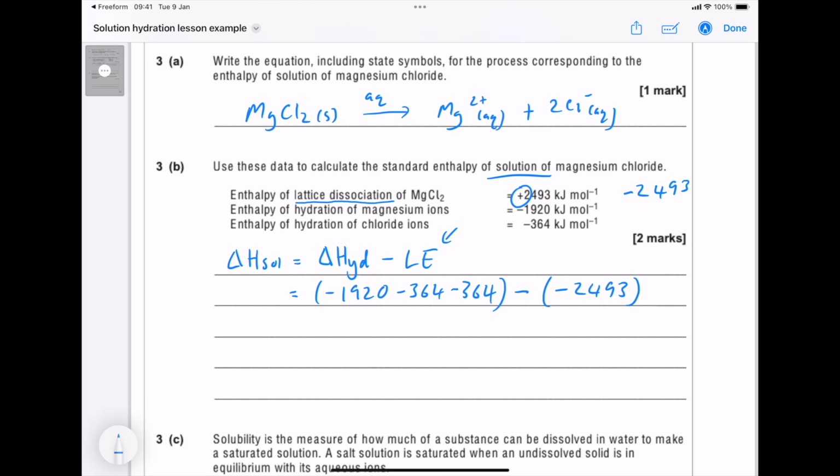Exam questions can be like that. They'll do that. So the workings, negative 1920 and so on, give me an answer of negative 155 kilojoules per mole. So what does that number tell me? It tells me that when you put magnesium chloride into water, it dissolves very easily, very readily, because it's exothermic. So generally, salts that have exothermic enthalpy of solutions dissolve readily. They dissolve at room temperature.